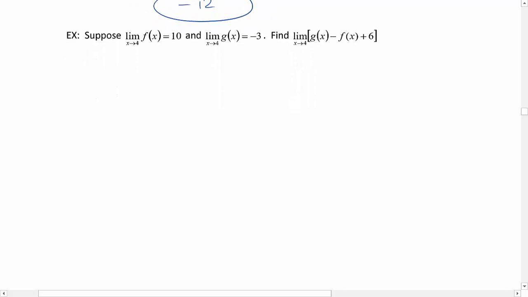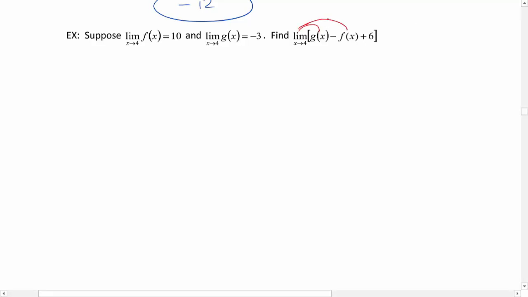Our last example here, I like this question. I like this for a test kind of question. Suppose that the limit as x approaches 4 of f of x equals 10, and the limit as x approaches 4 of g of x is equal to -3. We want to find the limit as x approaches 4 of g of x minus f of x plus 6. We're going to take this one limit and break it up into 3.